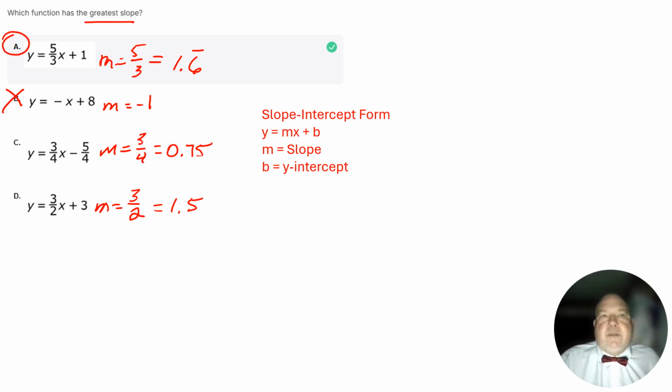So there you go. As long as you recognize this is in slope-intercept form, then this is actually a really easy question. If you don't know what slope-intercept form is, take the time to memorize that. It will serve you well.